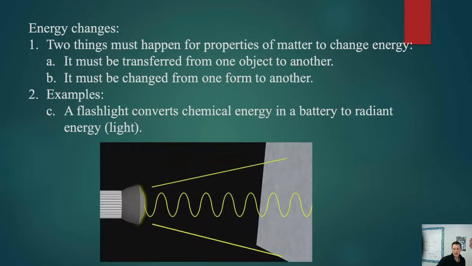Another example, a flashlight converts chemical energy in a battery to radiant energy or light, right? So you have a flashlight. If you have a flashlight with no batteries, unless some miracle happens, if you keep on pressing the button to turn a flashlight on, it has no type of battery inside of it to give it power, right? Nothing's going to happen. But when you take another object or matter, put it inside the flashlight, you have one object, batteries. Second object, flashlight. Click the button, and what happens? Light comes out. So that's a form of energy again. These properties of matter to change energy.